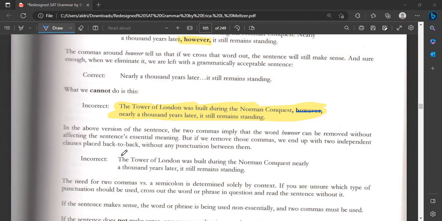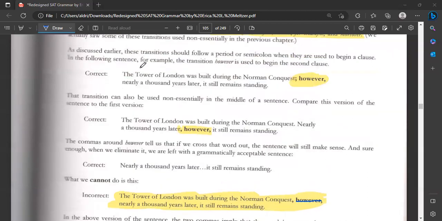Because first of all, the however is necessary, but the problem is, in the incorrect sentence, the word however has been used non-essentially. This word is essential, so it should be: The Tower of London was built during the Norman conquest. Period. However, nearly 1,000 years later, it still remains standing. Maybe that would make sense if we're going to begin a new clause. But using it within the clause has to be non-essential. In this case, we notice that this sentence ends on conquest. Does that make sense?